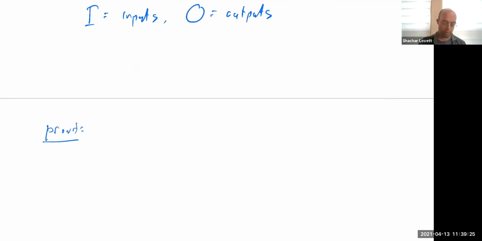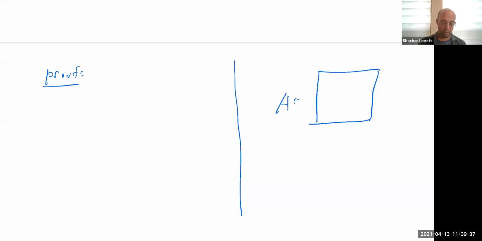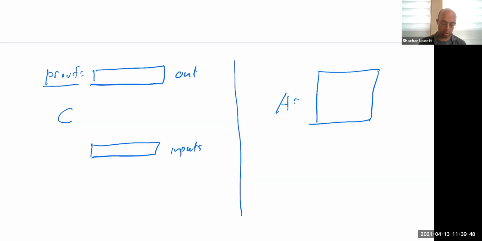So the proof is going to be sort of like some of the proof by picture. So here, let me draw two pictures. Here's going to be the matrix A, and here's going to be the circuit C. So C is going to have n inputs, n outputs, and a bunch of computation in between, right? And of course, they're all connected.